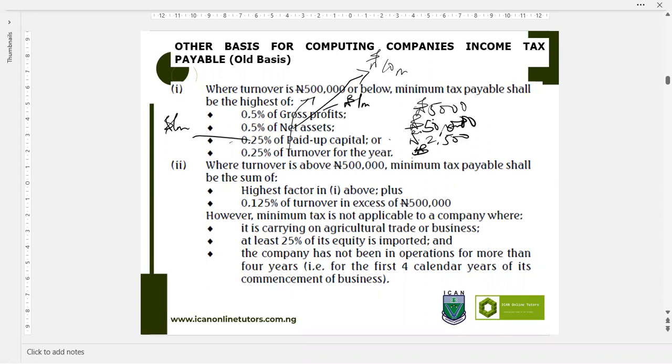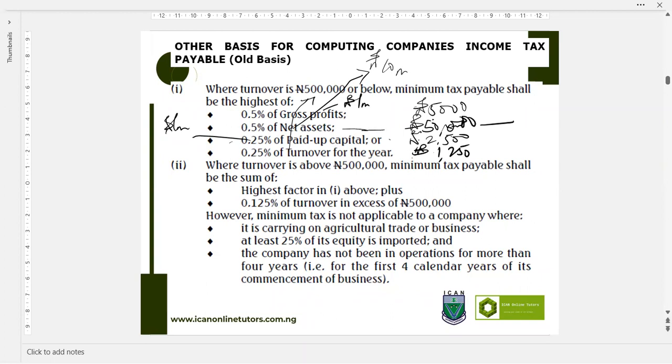So that's 1,250. So which one is higher? It's 0.5% of our net assets that is higher. That's 50,000 naira. So you do 50,000 naira plus, where the turnover is above 500,000 naira, the minimum tax payable shall be the sum of what? The highest factor in I above. And which of these is the highest?